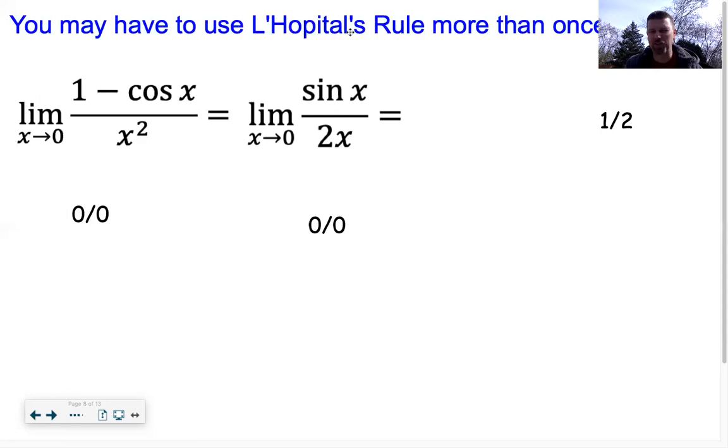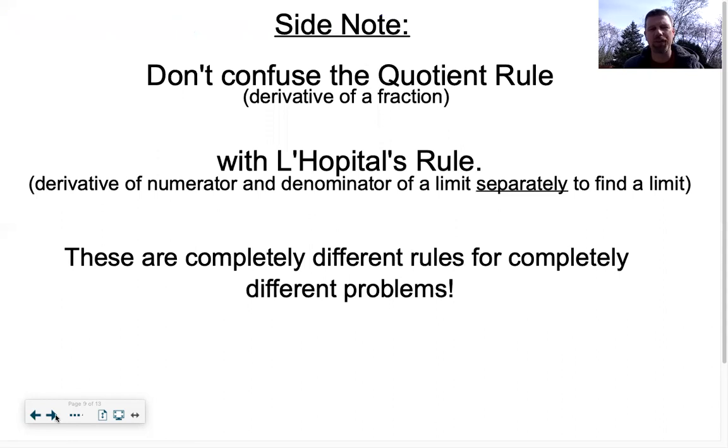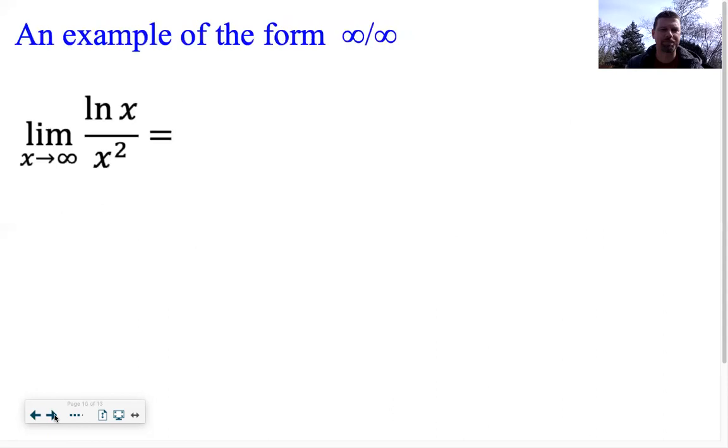If I asked you to find the derivative of this fraction, you'd have to use that quotient rule. L'Hopital's rule has nothing to do with the quotient rule. L'Hopital's rule just says, hey, if you've got that 0 over 0, you can take the derivative of the top separately, derivative of the bottom separately, and then you should end up getting the same value of your final answer for the limit. So don't confuse L'Hopital's rule with the quotient rule. They are completely different rules for completely different problems.